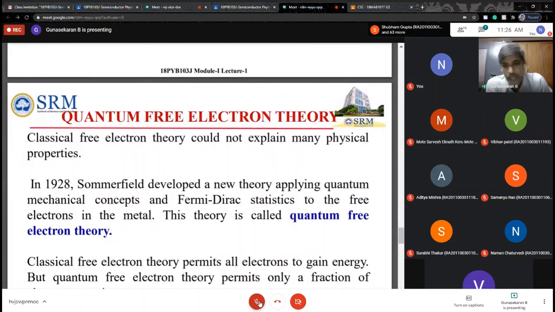And the second important point is quantum mechanics. So these electrons obey quantum mechanical concepts and Fermi-Dirac statistics. There are two different statistics. So that is Maxwell-Boltzmann.